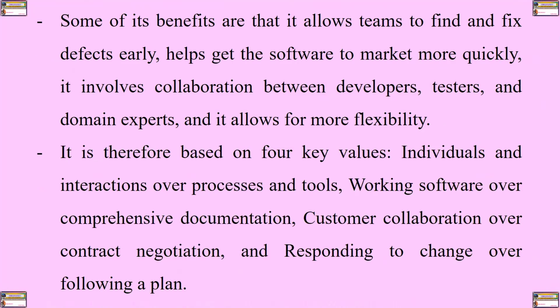It is therefore based on the 4 key values. That is, individuals and interactions over processes and tools, working software over comprehensive documentation, customer collaboration over contract negotiation, and responding to change over following a plan.